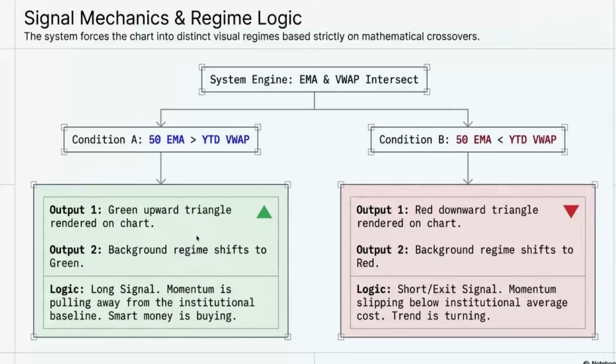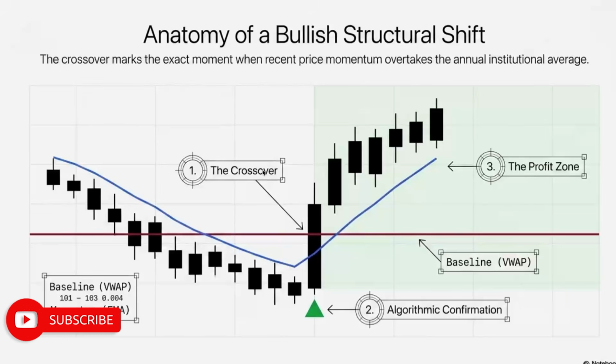When the 50 EMA, which is a fast-moving momentum indicator, breaks above or below this level, it's not just a random crossover. It's a shift between where price has been and where it wants to go. That is simply a strong signal. Now, looking at the crossover, there's been this algorithmic confirmation here where we get this green buying candle signal. The background turns green, and like I said, the profit zone is going to be towards the upside, obviously.